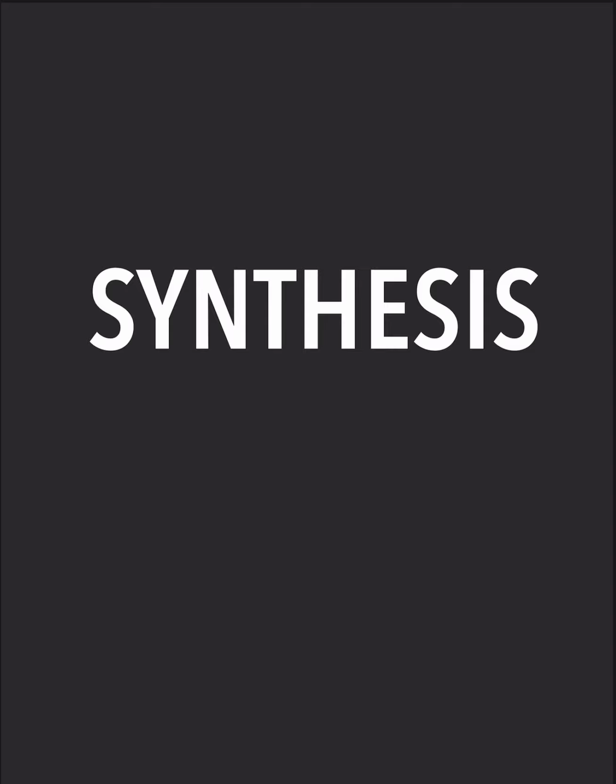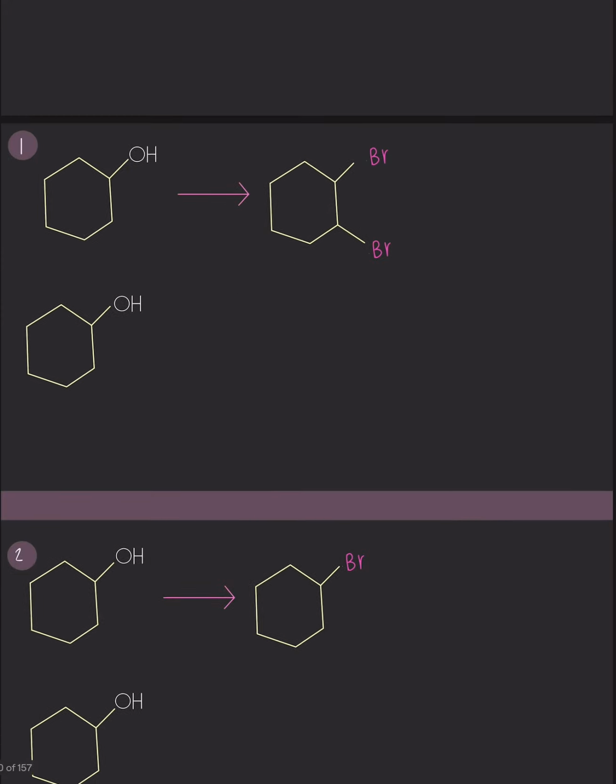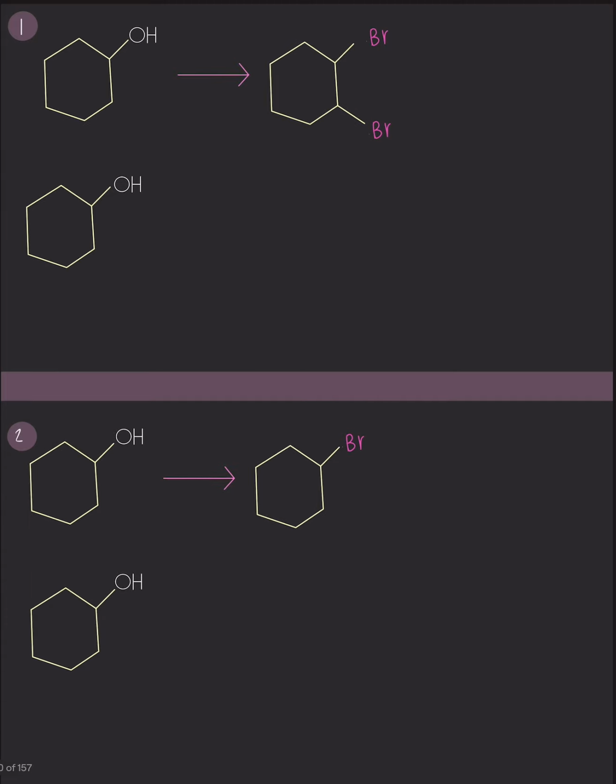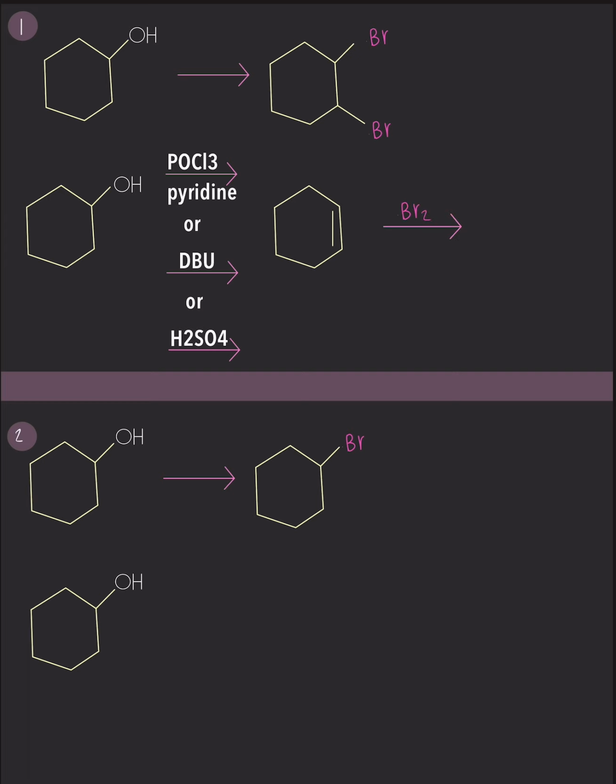So let's begin actual synthesis. Again, I'm showing you what I'm beginning with and what I want to produce. Now, how would I approach this problem? Well, I would make an alkene first. So I would use POCl3, pyridine, DBU, H2SO4. Point is, I would make my alkene. And from there, what reaction do we know that would produce our product? We could use Br2. If we do Br2, then we're going to have our product. So again, you need to know your reactions to do this.